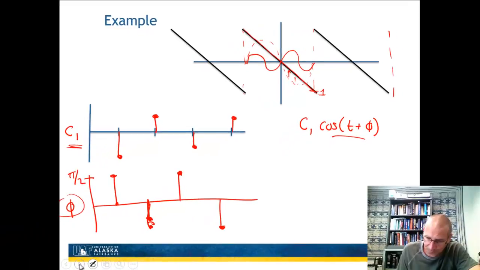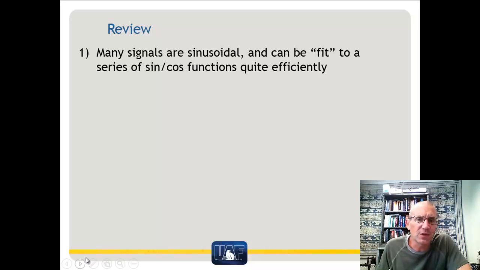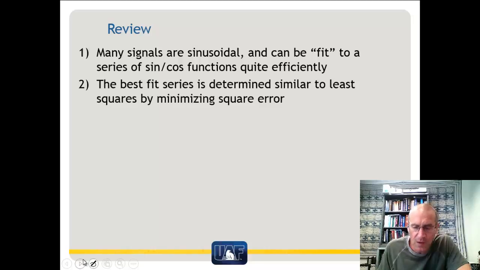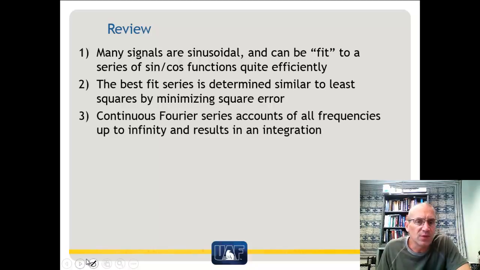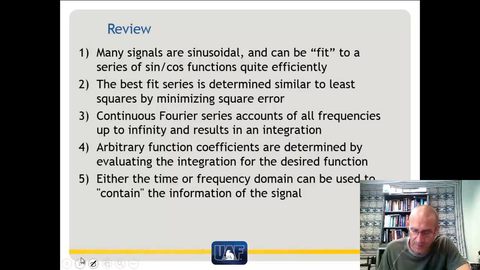Okay, let's review what we talked about in this video. First, we saw many signals are sinusoidal, and they can be fit to a series of cosine and sine functions quite efficiently. We saw that the best fit series is determined similar to a least squares by minimizing the square error. A continuous Fourier series accounts for all frequencies up to infinity, and that results in an integration. We saw that arbitrary function coefficients are determined by evaluating the integration for the desired function we are attempting to fit. And we saw that either the time or the frequency domain can be used to contain the information within the signal.